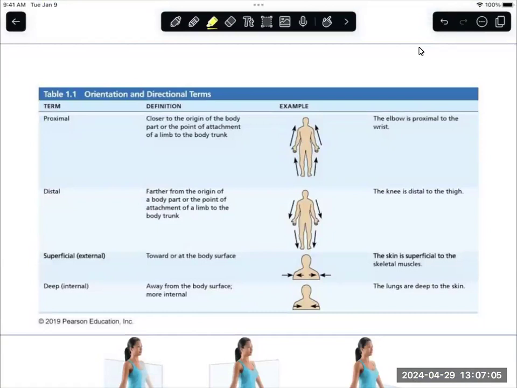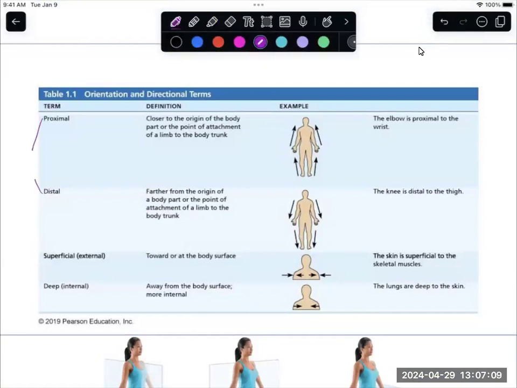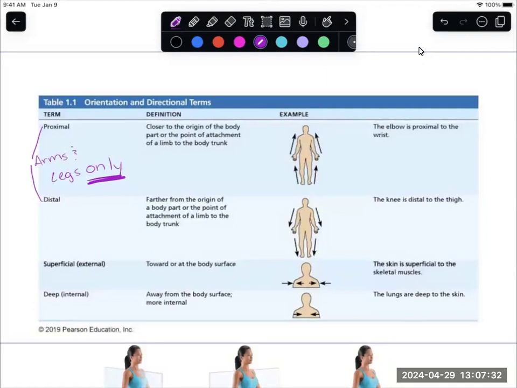Proximal and distal. This is for arms and legs only. A lot of students mix these up for this purpose because it is for your arms and your legs only. So proximal means that it's closer to your trunk, your body. So your elbow is proximal to your wrist. So we're saying your elbow is closer to your body than your wrist is. You could also say your wrist is proximal to your fingers. So we're saying your wrist is closer to that trunk than your fingers are.